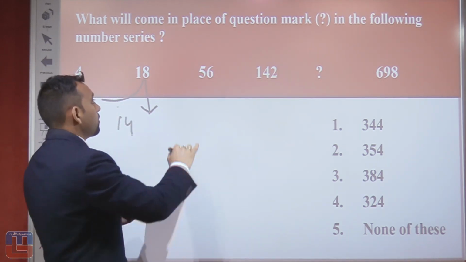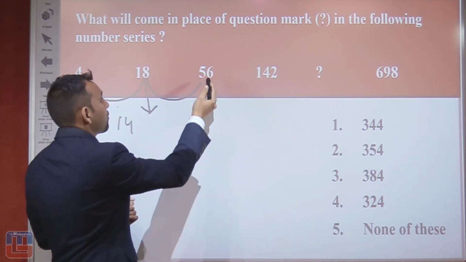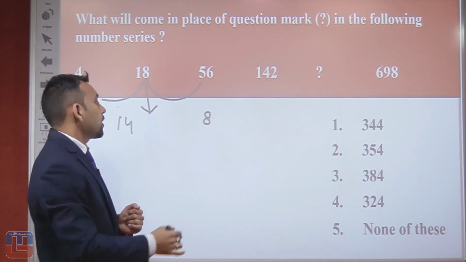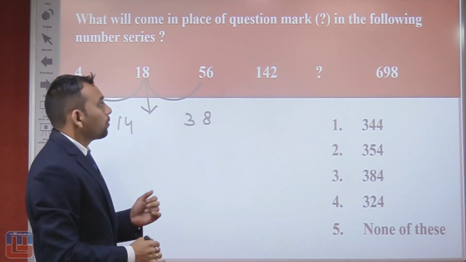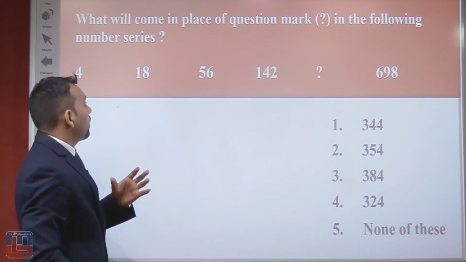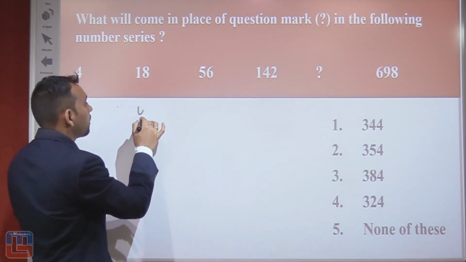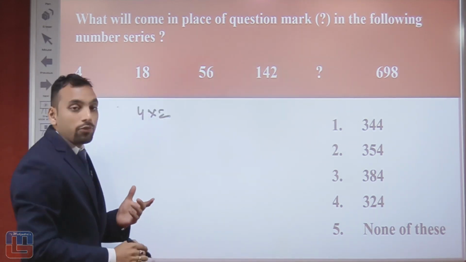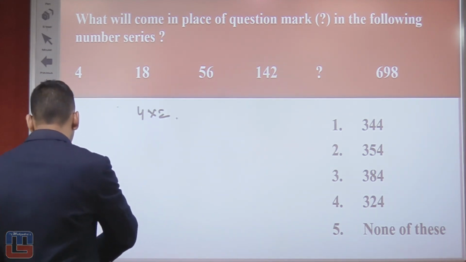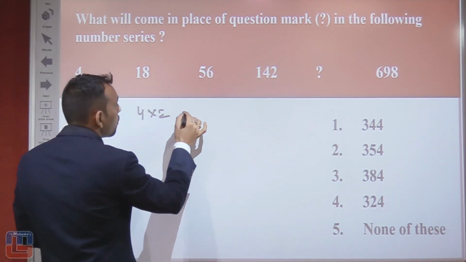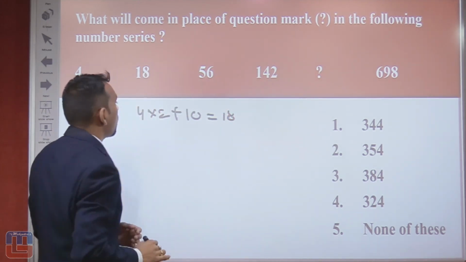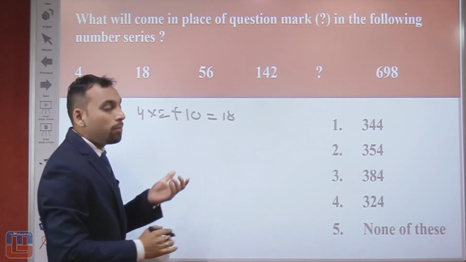In the same way, you can see the difference here: 16 minus 8 is equal to 8, then 4 minus 1 is equal to 3. So in the same way you can see the difference as well. And if you see one more logic here, 4 multiplied by 2 is equal to 8, and if we add 10 here, then we get 18, right? 4 into 2 plus 10 will be equal to 18.